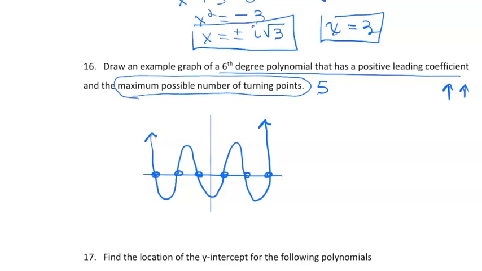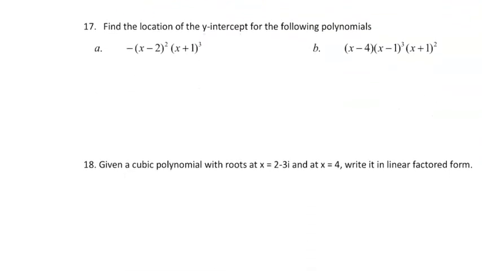How many turning points do I have? Let's highlight the turning points. 1, 2, 3, 4, 5 turning points. Bingo, done. Let's go on to 17.